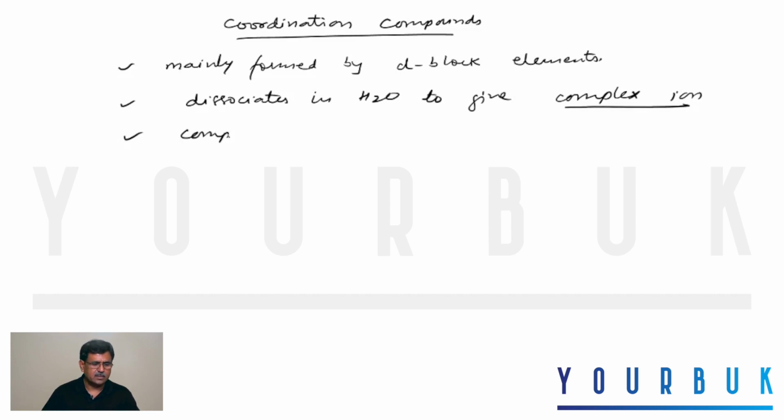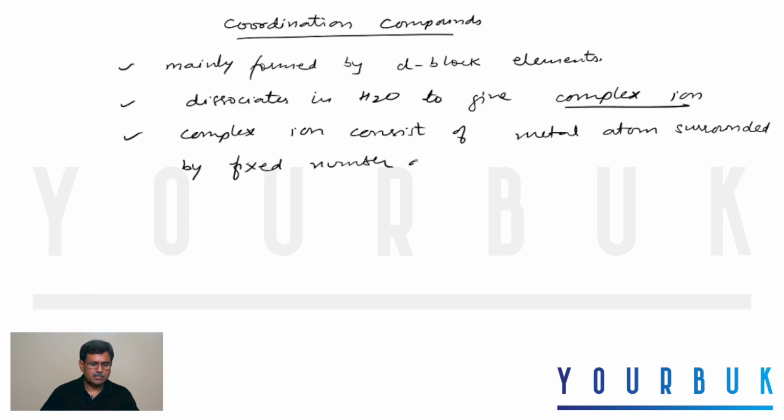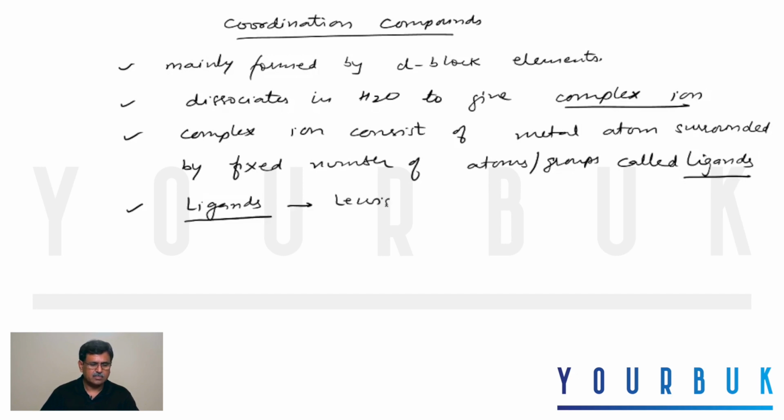And this complex ion consists of a metal ion or metal atom surrounded by a fixed number of atoms or groups called ligands. Now ligands are Lewis bases, they donate an electron pair to the metal atom, and form a dative bond or coordinate covalent bond with the metal atom.